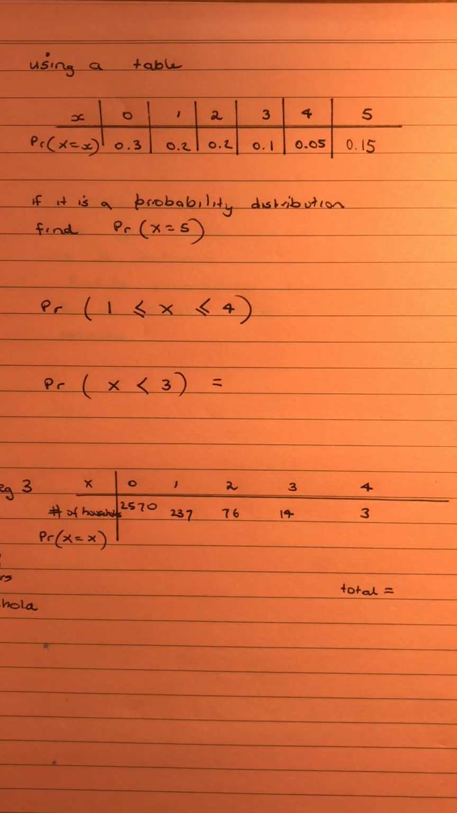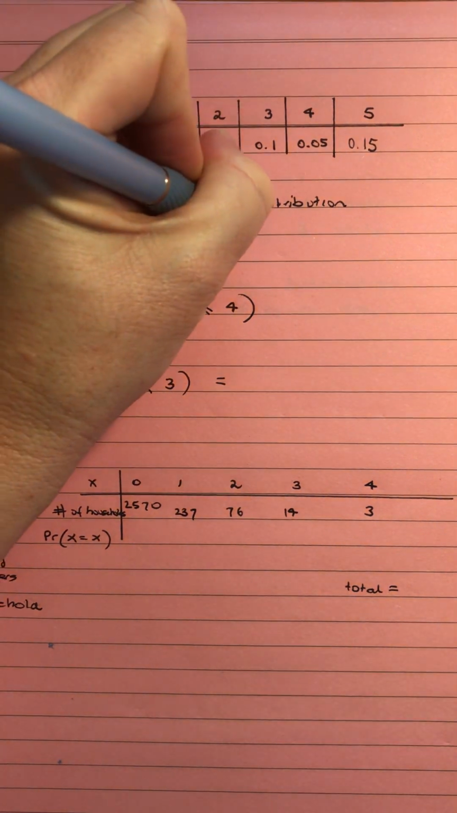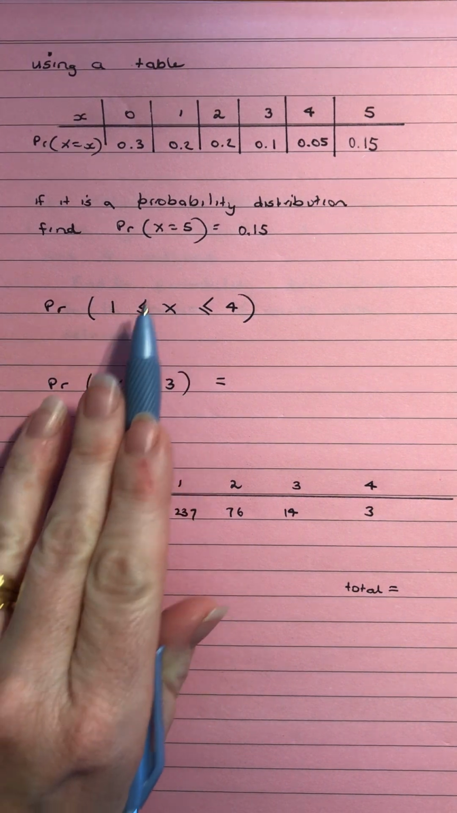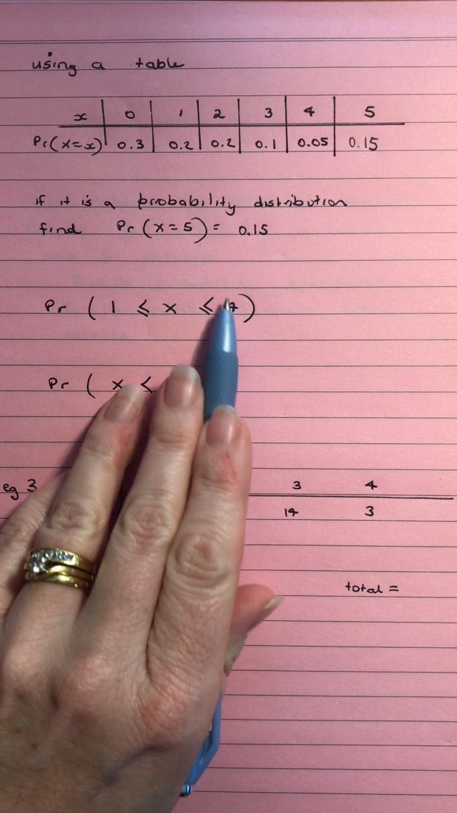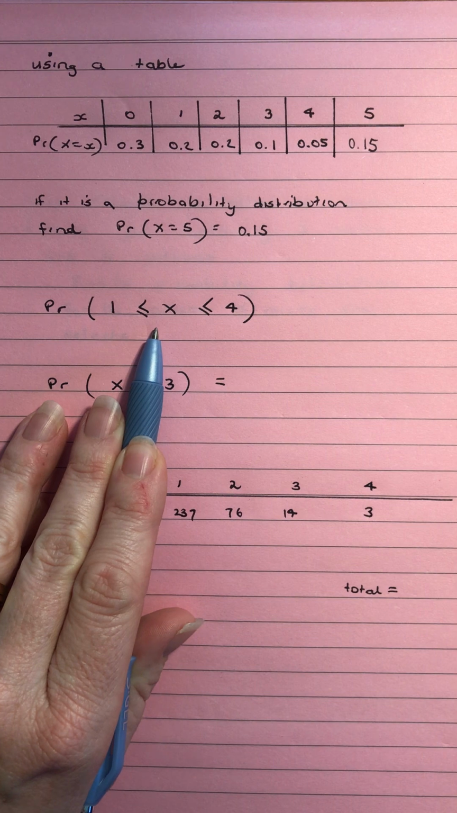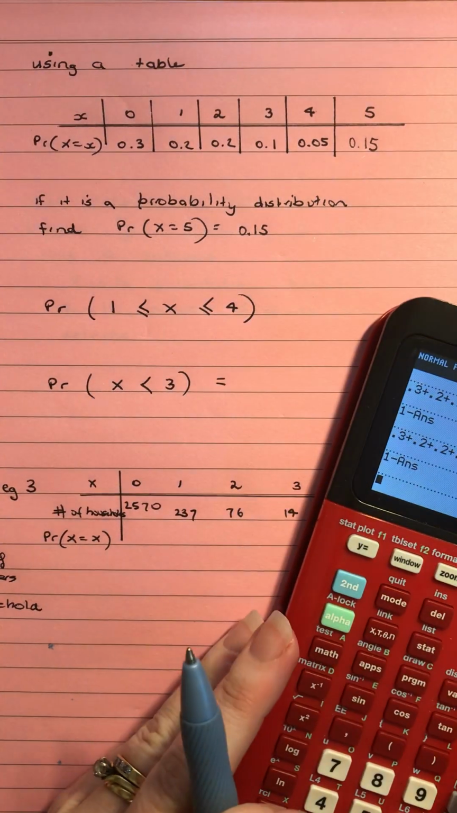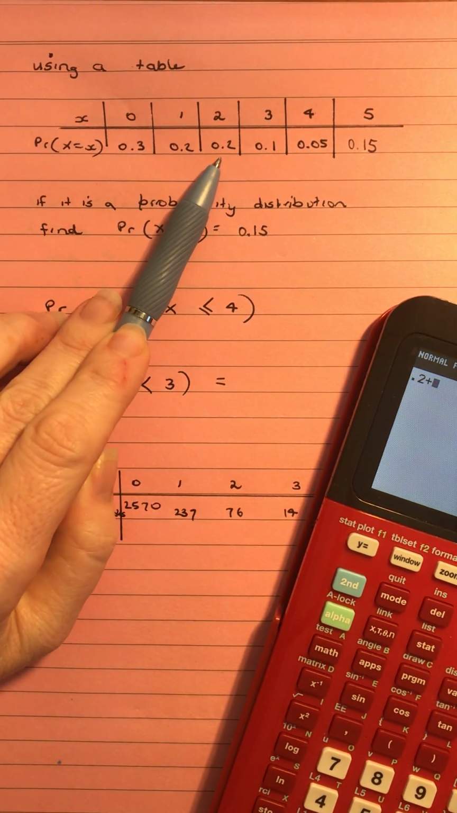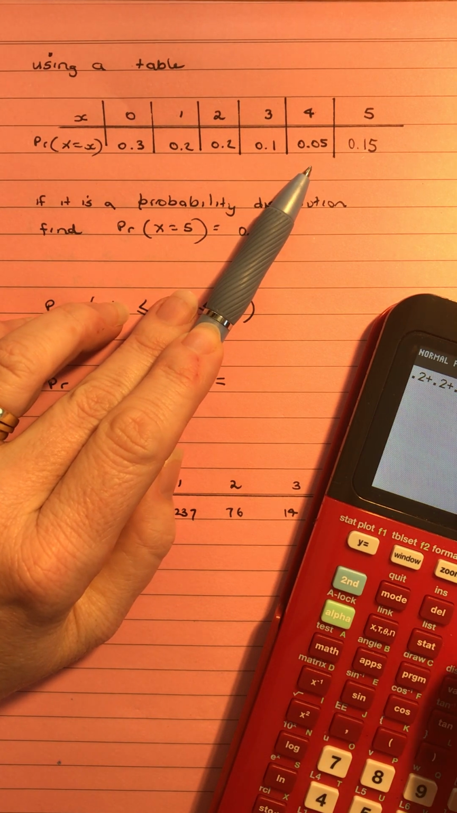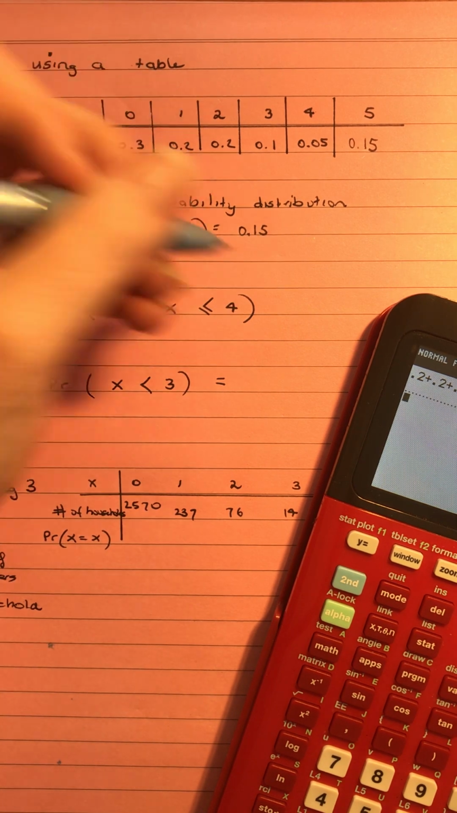Now we can be asked then to find the probability that x is equal to 5, which we've just done there, and we can put that in as our answer. We can also be asked things like find the probability that x is greater than or equal to 1 and less than or equal to 4. Because it's got the equal bit there, that means we are including those ones. So we've got 1, 2, 3, and 4, and we're going to add those values together. So we'll grab our 0.2 plus 0.2 plus 0.1 plus 0.05, sorry, did it again. And we get 0.55.